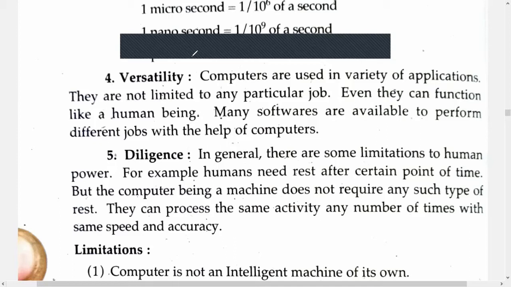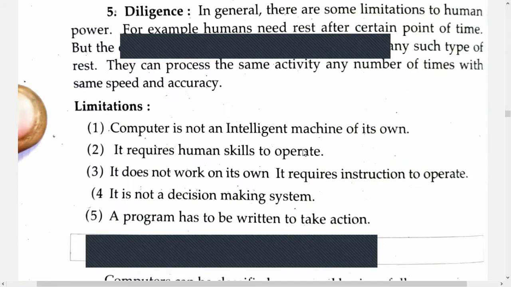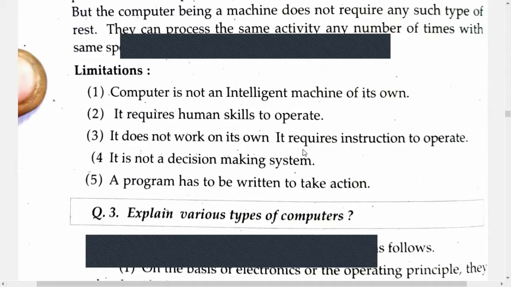Versatility is the capability of doing many things. So as we have discussed, we have accuracy, storage, speed, versatility, and diligence. These are the five characteristics of a computer. So next, if we proceed, that is limitations.